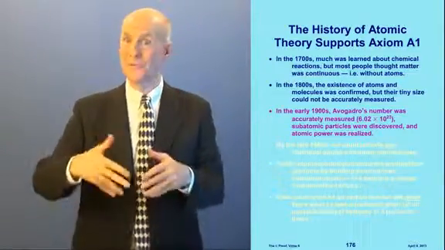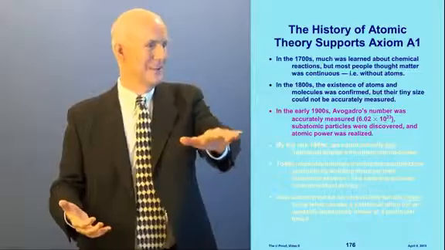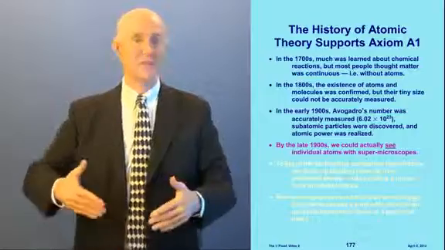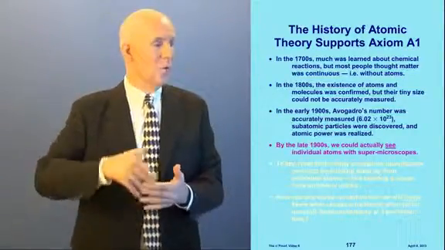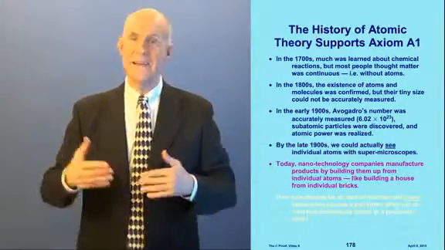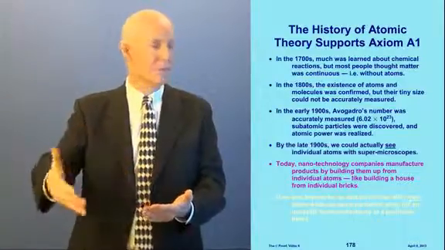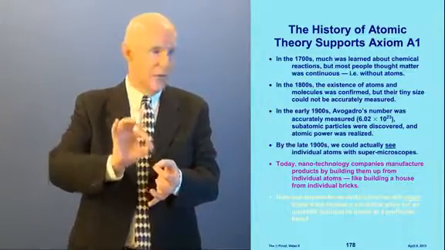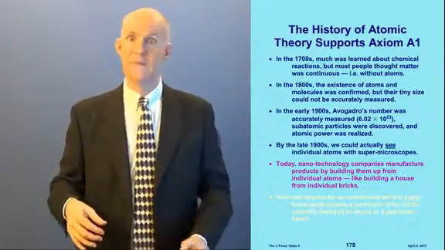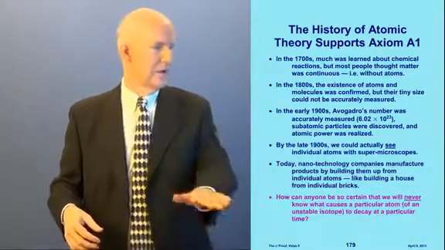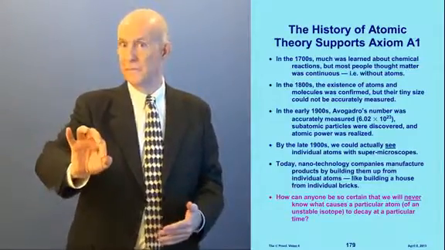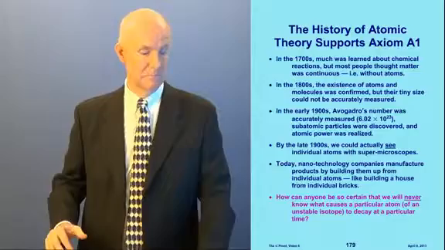That enabled us to know how small the atoms were, how many there are. Also, subatomic particles were discovered that are inside the atom, like protons and neutrons. And atomic power was realized. This is a big deal. And then in the late 1900s, we could actually see individual atoms with super microscopes. Oh, there's one. There's one. There's one. And today, with nanotechnology, companies actually manufacture products by building them up with individual atoms. Like, we'll put one here and one here. It's a manufacturing process, like building a house from individual bricks. Incredible. So how can anyone be so certain that we will never know what causes a particular atom of an unstable isotope like uranium-238 to decay at a particular time?